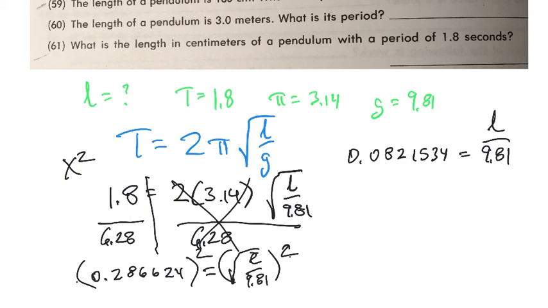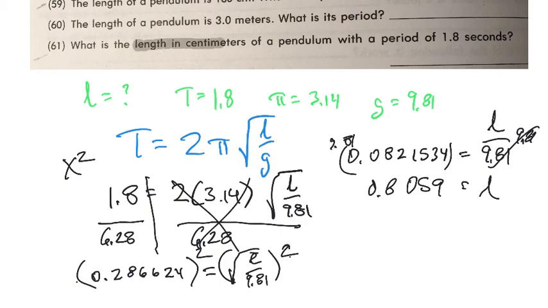All right, let me go back to a pen. Here we go. So 9.81 times that cancels, and then this times 9.81, I get 0.8059 equals the length. Now notice in the problem here, it tells me that I need the answer in centimeters. Find the length in centimeters.